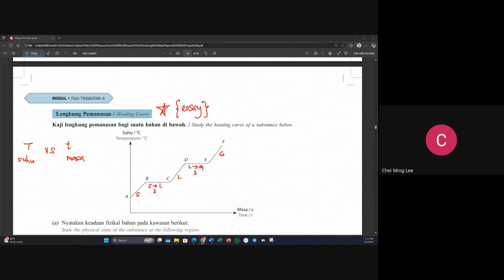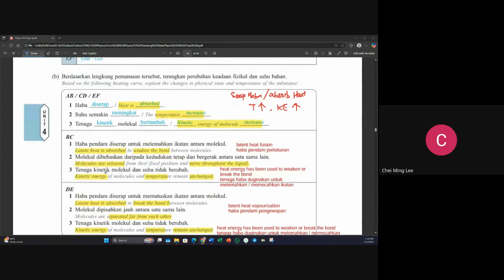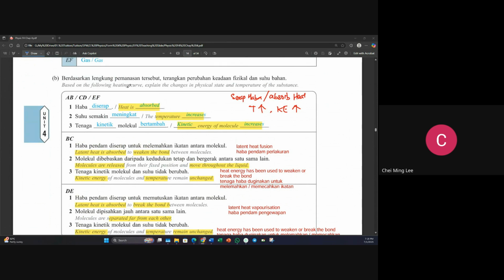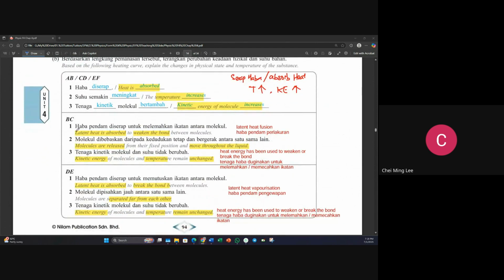Done? All right, so let's continue. Now, from the process, you see at AB, CD, and EF, which are the solid state, liquid state, and gas state, what happened is the heat is absorbed, so the temperature increases, and the kinetic energy of the molecules increases. Now, in BC, the latent heat is absorbed to weaken the bond between the molecules. This is the latent heat of fusion, and the molecules are released from their fixed position and move throughout the liquid because it absorbs energy.